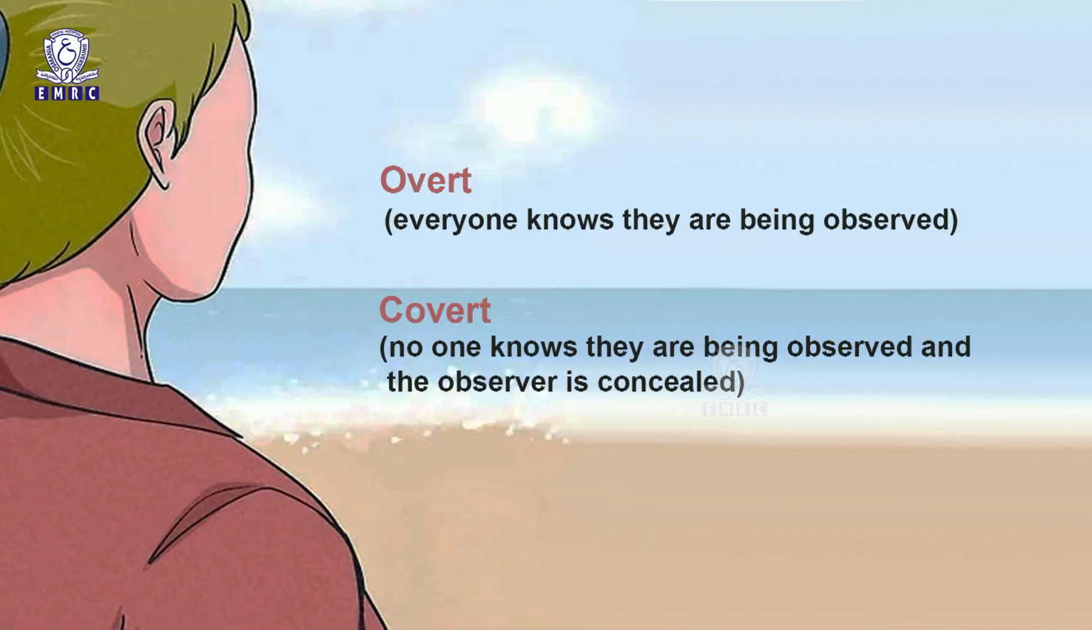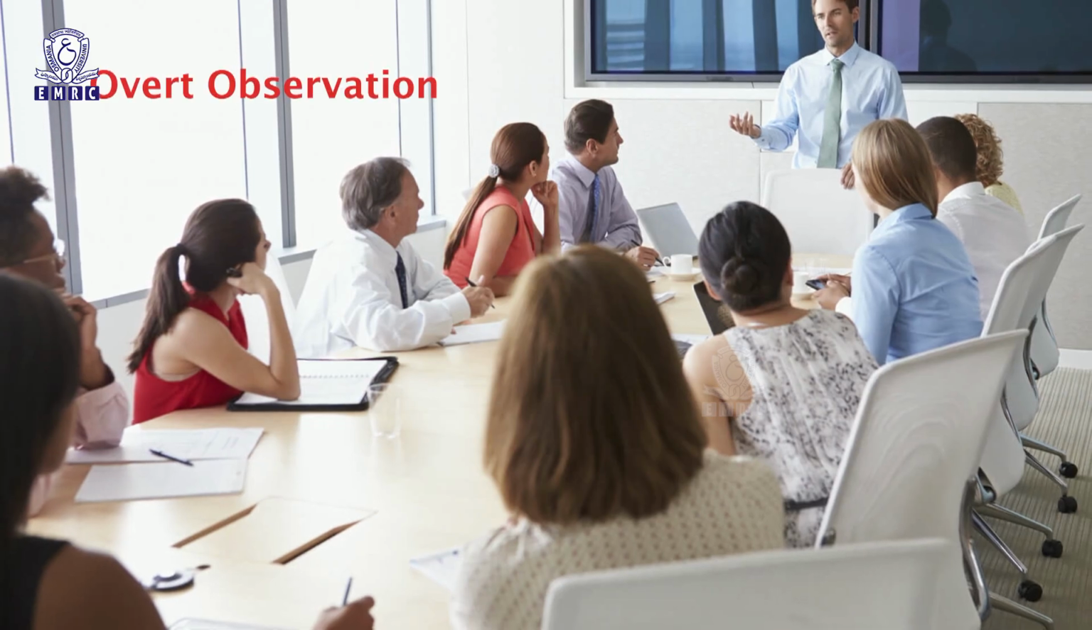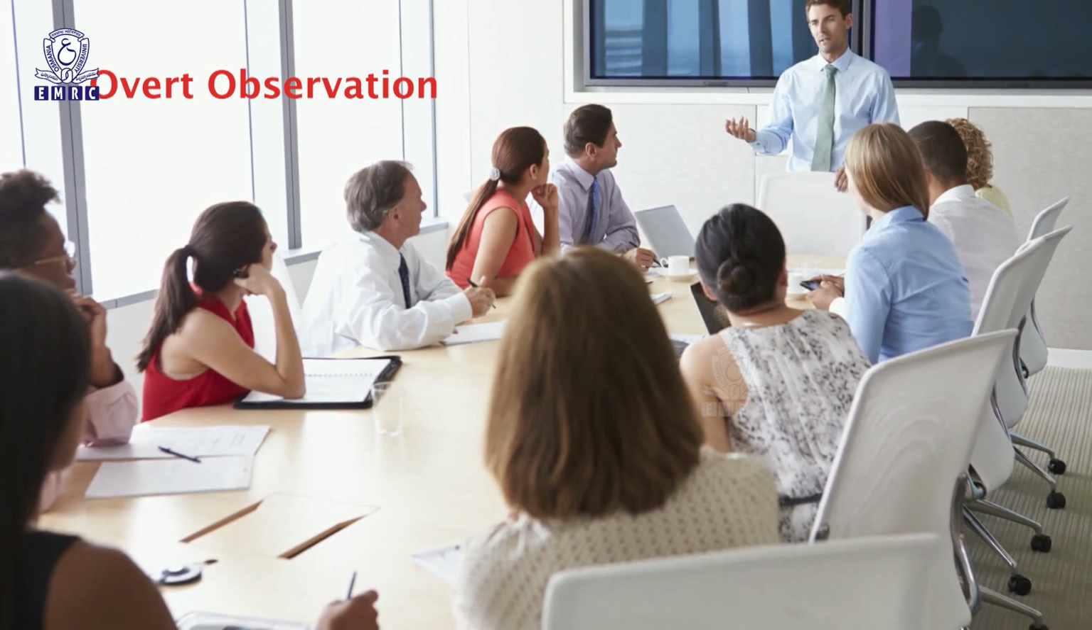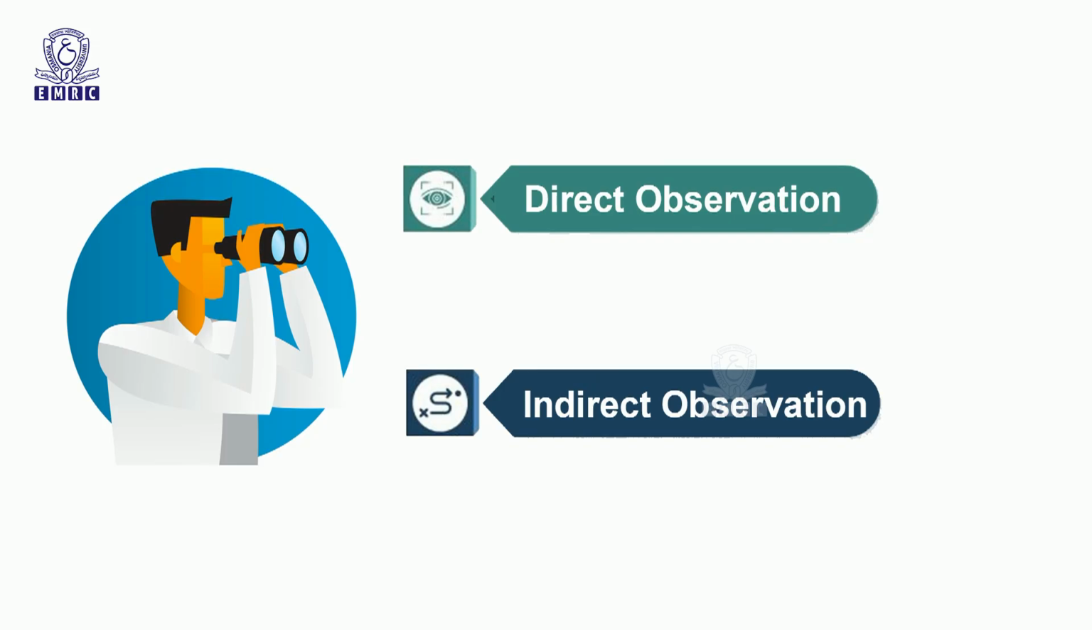Observation can be overt, that means everyone knows they are being observed, or covert, that is, no one knows they are being observed and the observer is concealed. The benefit of covert observation is that people are more likely to behave naturally if they do not know they are being observed. However, we will typically need to conduct overt observation because of ethical problems related to concealing your observation. Observation can also be either direct or indirect.